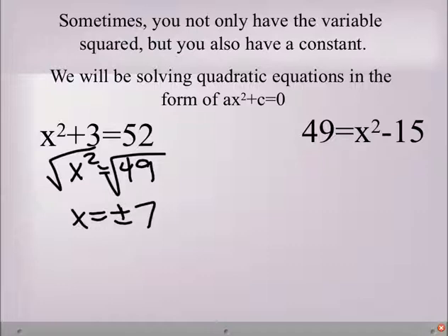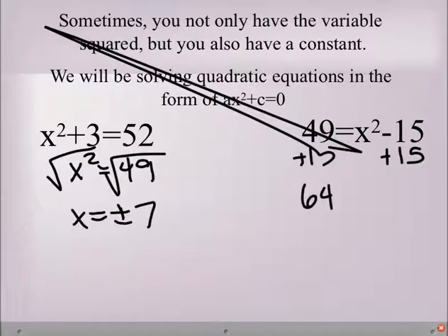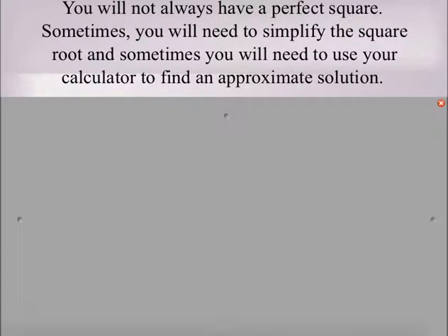Same with the one over here. We can add 15 to each side and get 64 is equal to x squared, meaning that we get x is plus or minus 8. All right, so get your x squared alone so that you can take the square root of it and see your different solutions, whether that's 2, 1, or 0.